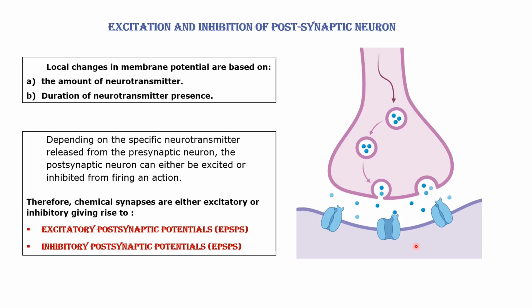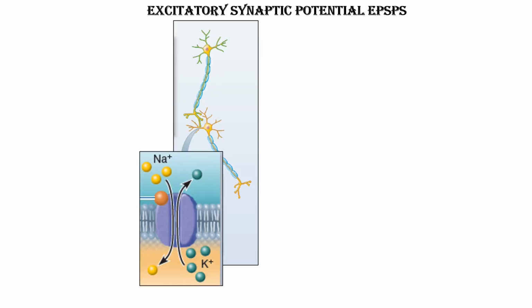If the postsynaptic neuron is excited or stimulated, it is called the excitatory postsynaptic potential, whereas when it is inhibited, it is known as the inhibitory postsynaptic potential. Now let us look more closely into the excitatory postsynaptic potential or EPSP.